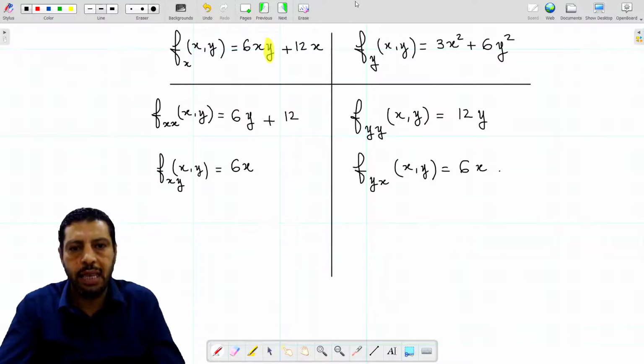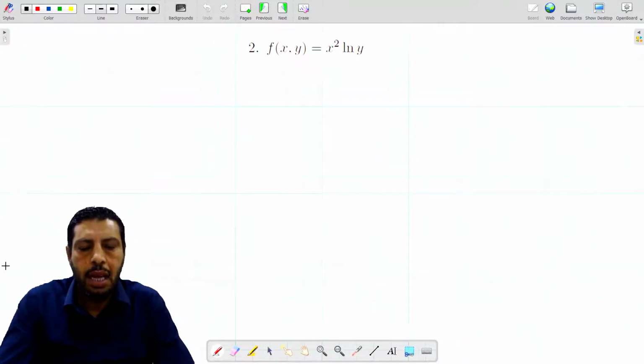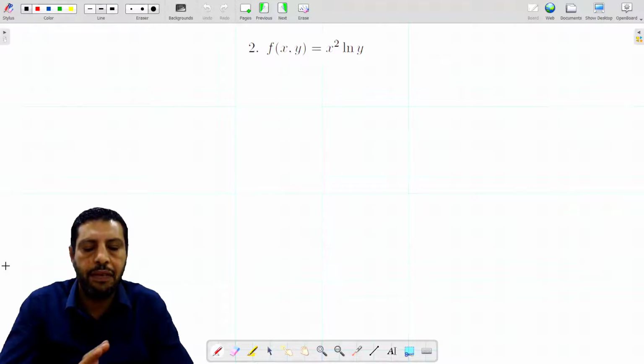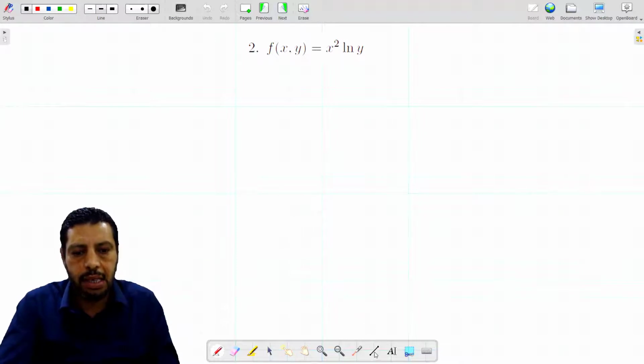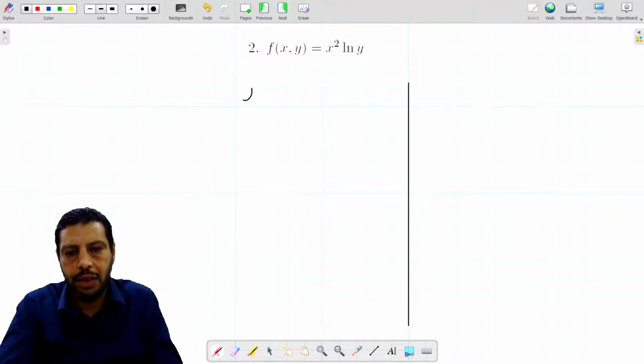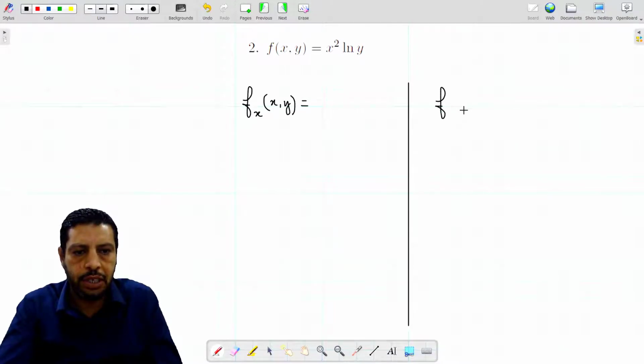Now, let's move to the second example, in which we have x squared multiplied by ln of y. It's no longer a polynomial function, but a product of a polynomial function of x and a logarithmic function of y. Again, we're going to consider fx and fy first. So let's compute the first order partial derivative with respect to x, and the first order partial derivative with respect to y.